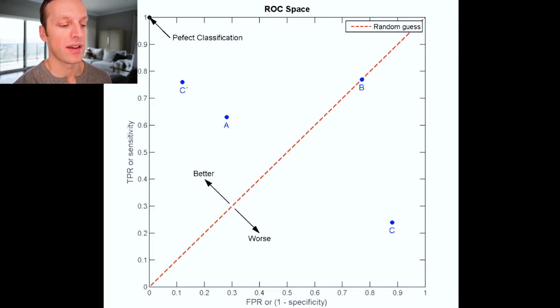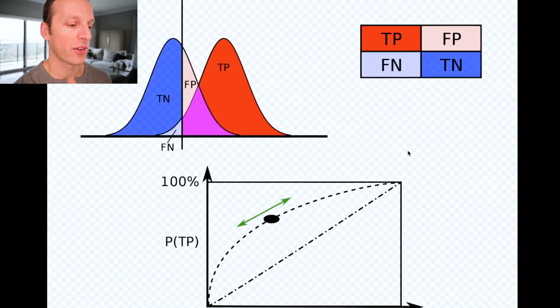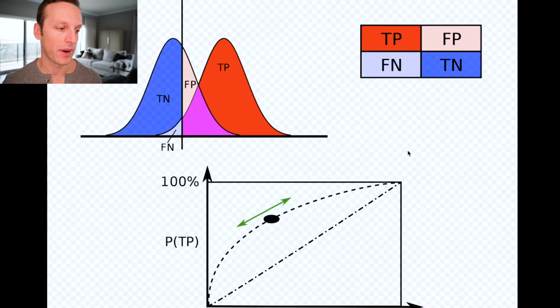Now notice that the x-axis is 1 minus specificity, so it's an inversion of the specificity here. So the more specific the test, the more the graph will be to the left. If we didn't invert it, then a perfect test would fall along the random guess line, and we don't want that. So this graph here, also from Wikipedia, helps us understand this a little bit.